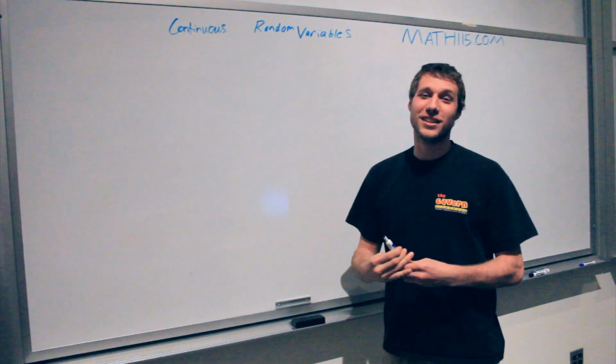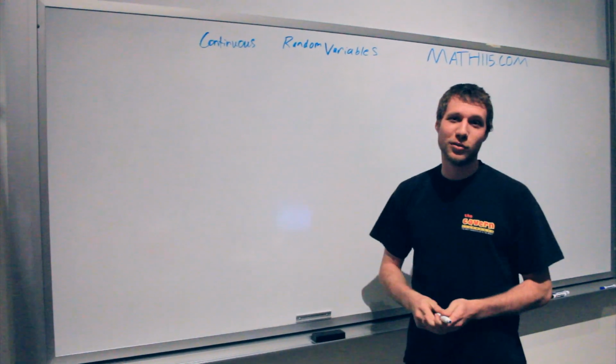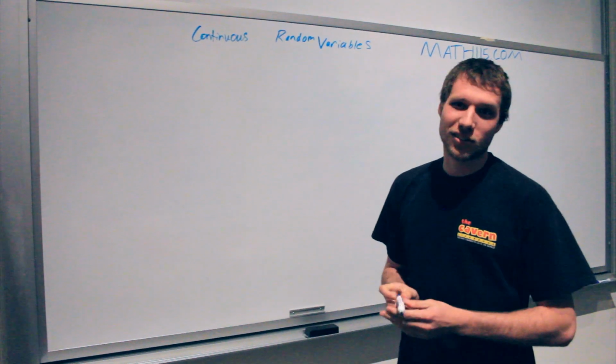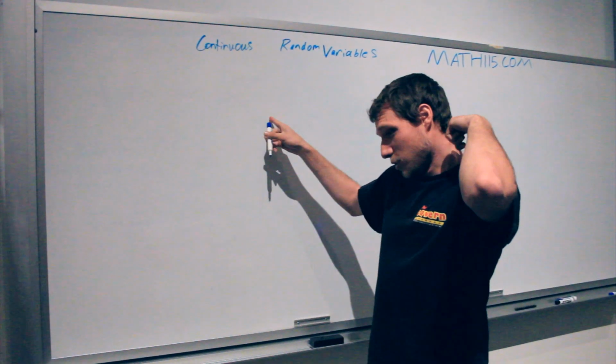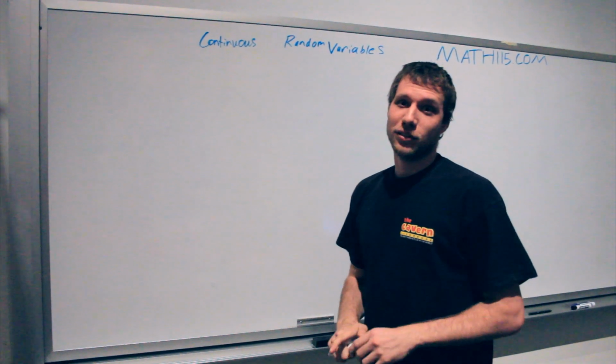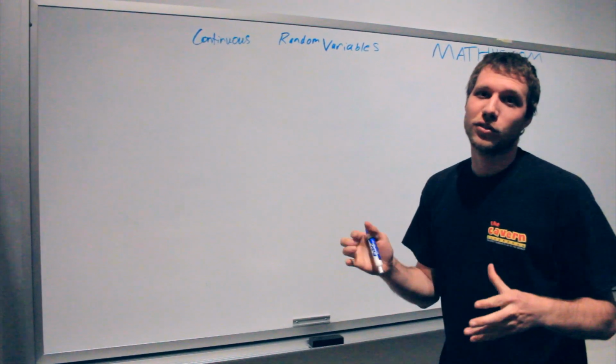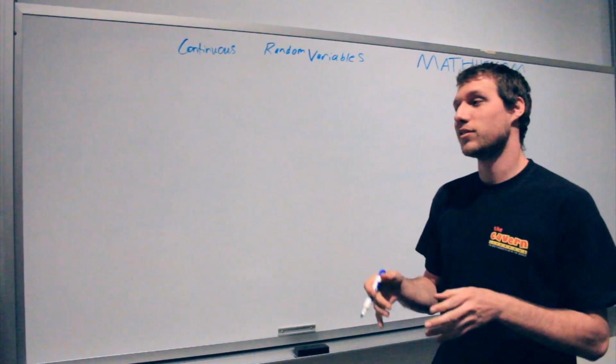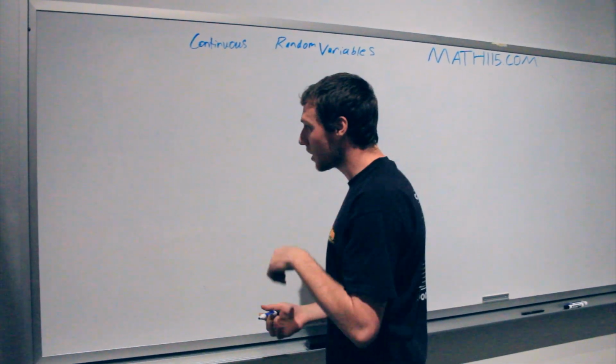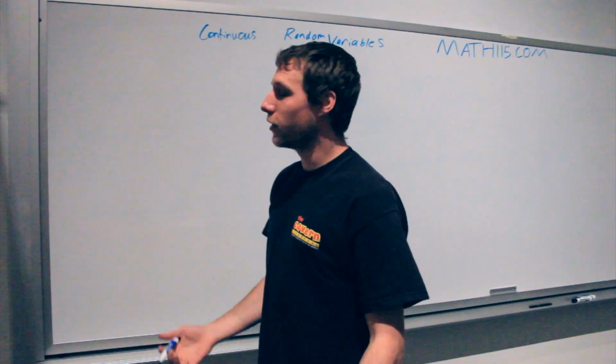Welcome to Math115.com. We're moving on to continuous random variables. They're really exciting. Continuous random variables are different from finite random variables because every single value in a finite one has its own probability. In this case, there are an infinite amount of values.